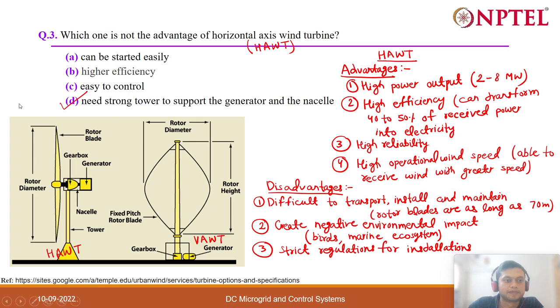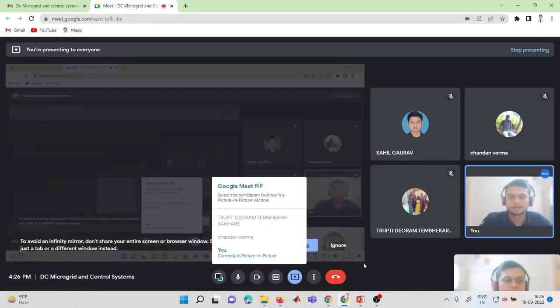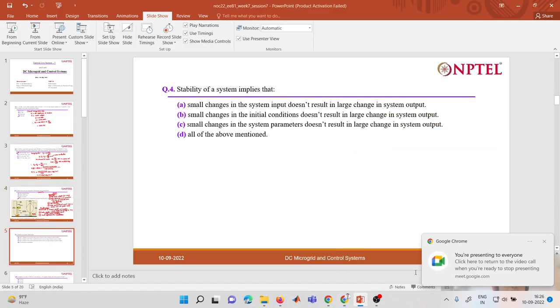If you want to read more about this vertical axis wind turbine, you can go through this other recent research topic on how to extract power more efficiently from vertical axis wind turbines. Now let us see the next problem.